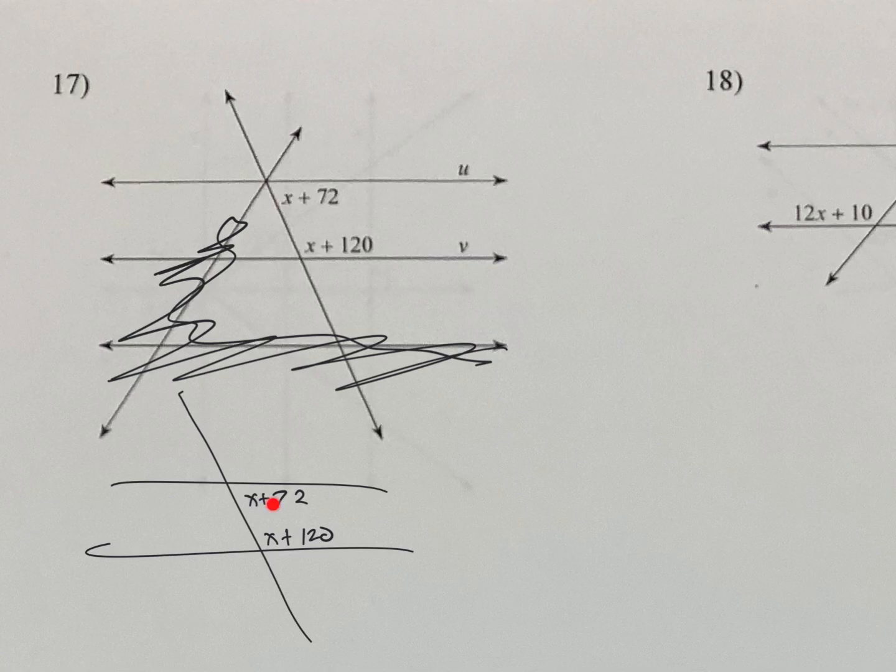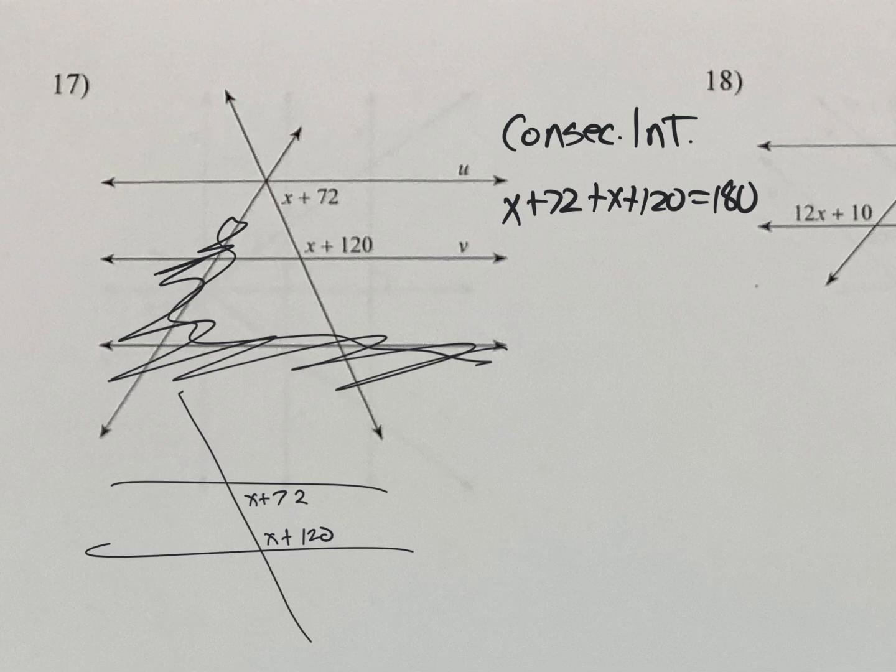And you should see they are on the same side of the transversal. One is obtuse and one is acute, which means they add up to 180. So x plus 72 plus x plus 120 is equal to 180. And those are consecutive interior angles. Okay. You have a 1x and a 1x. That makes 2x. They're on the same side of the equal sign. You just put them together. Same thing with the 72 and the 120. That's 192. You only do the opposite operation if you're going across the equal sign.